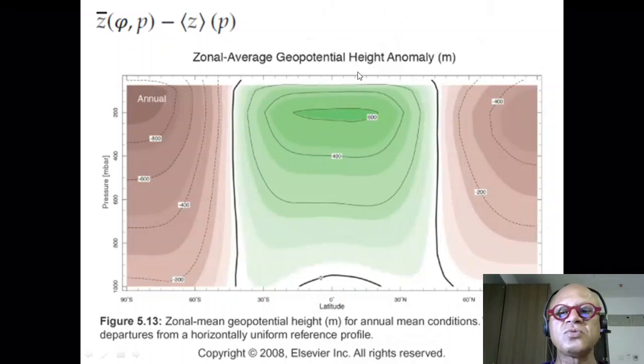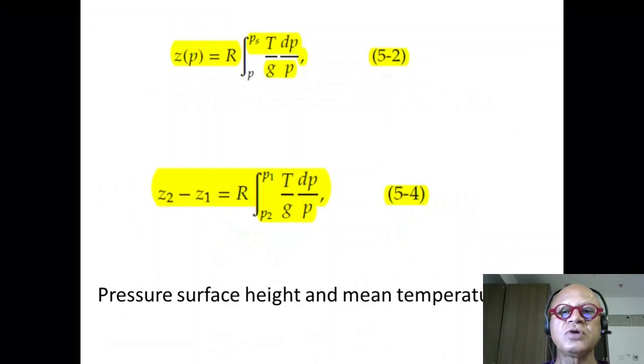Okay, so this says a lot about pressure gradients. Where is the rising motion? Where is the circulation? It is interpretable in terms of the geopotential height differences, and so on and so forth. Okay, slowly we'll get used to this, but in the meantime, let's look at the pressure, surface height, and mean temperature.